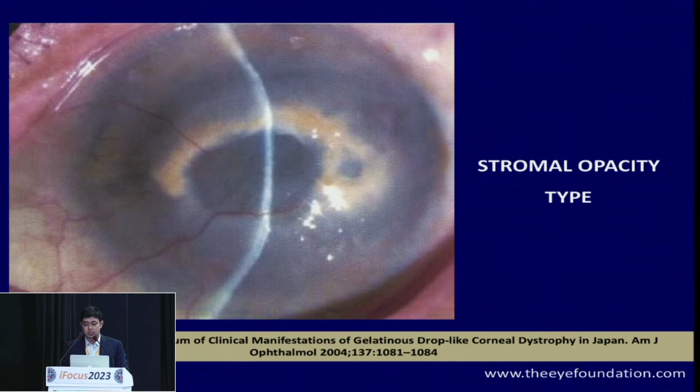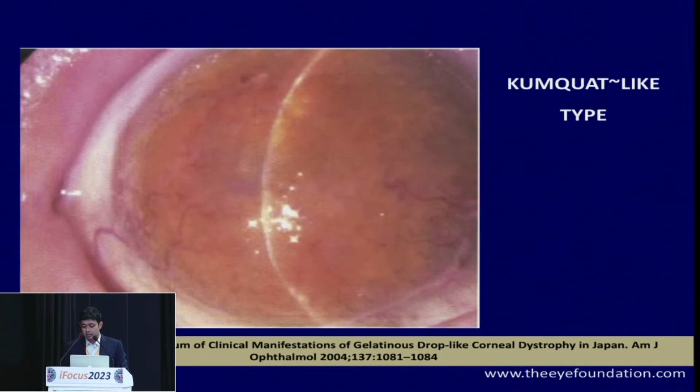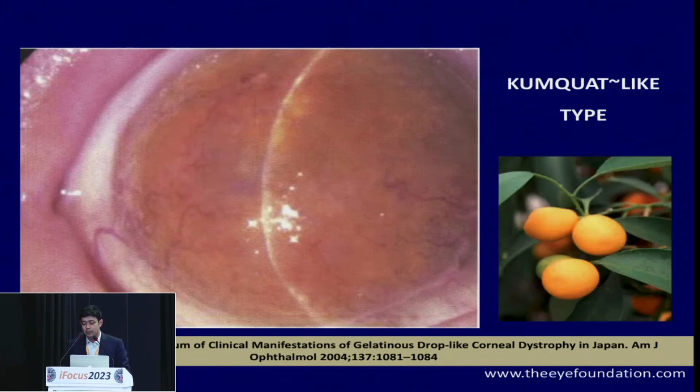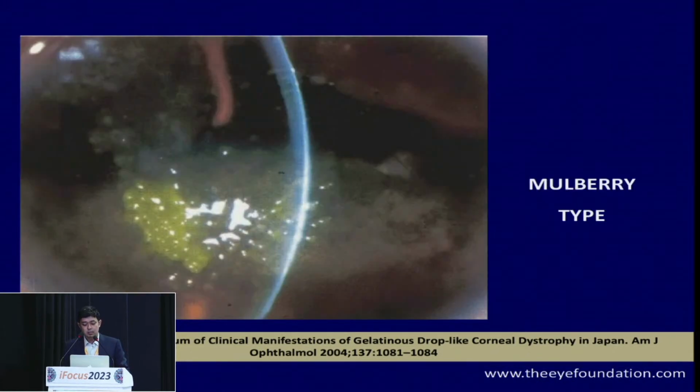This is a condition which is very common in Japan. They have a particular fruit called kumquat, and they believe that this looks like a kumquat, but basically it's a diffuse involvement, or you can have a mulberry involvement, this kind of droplets of the gelatinous surface.